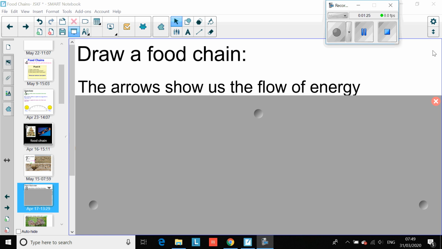Okay, so a food chain shows us how energy moves through a system. It essentially shows us what eats what. So I'm going to start by giving you a really simple example, and I'd like you to copy this into your book once I've talked you through it.